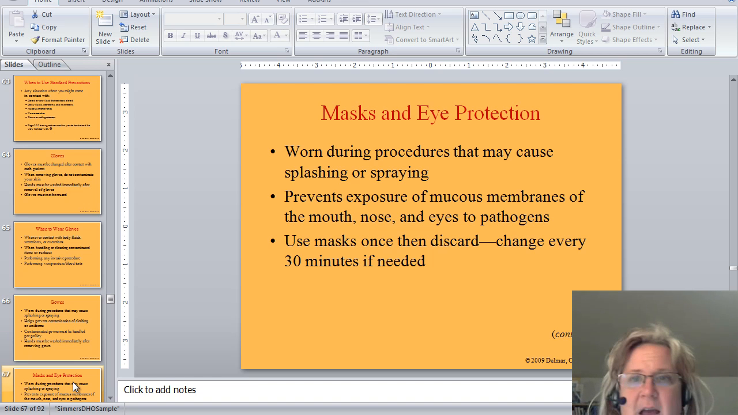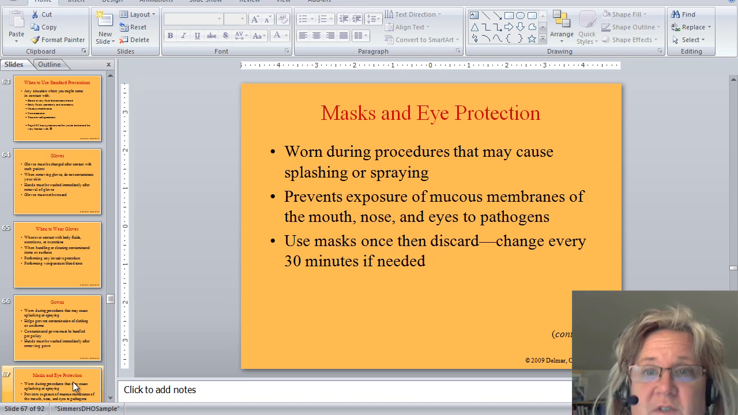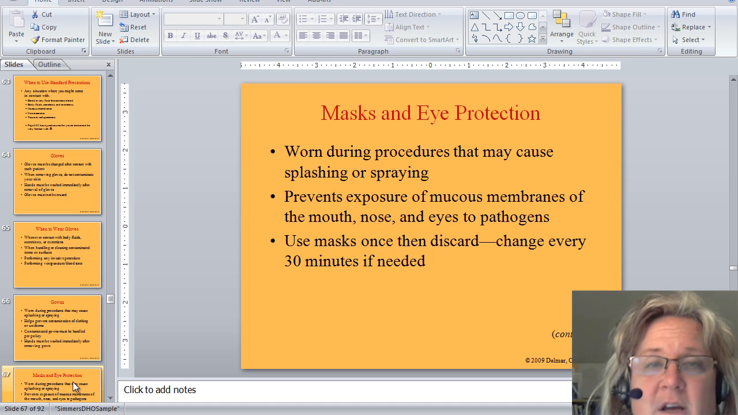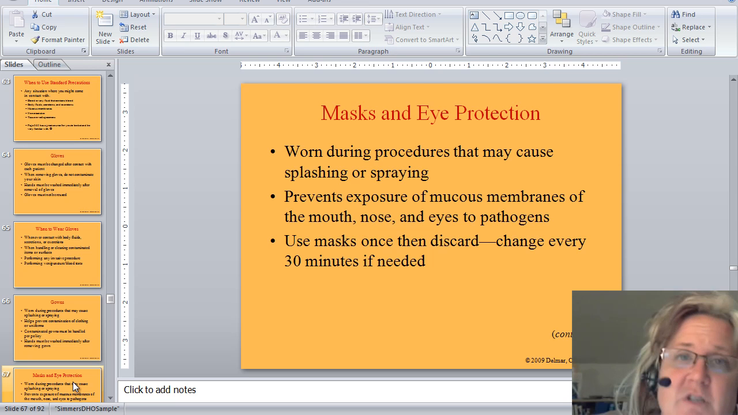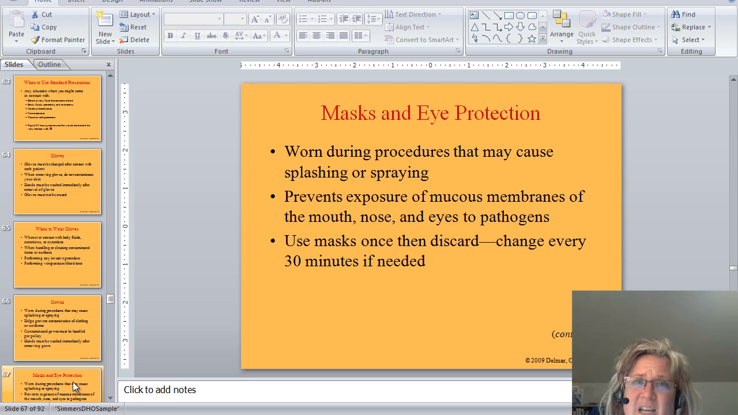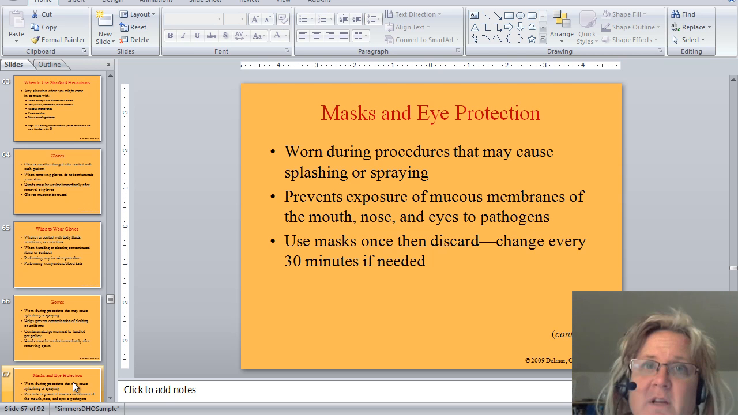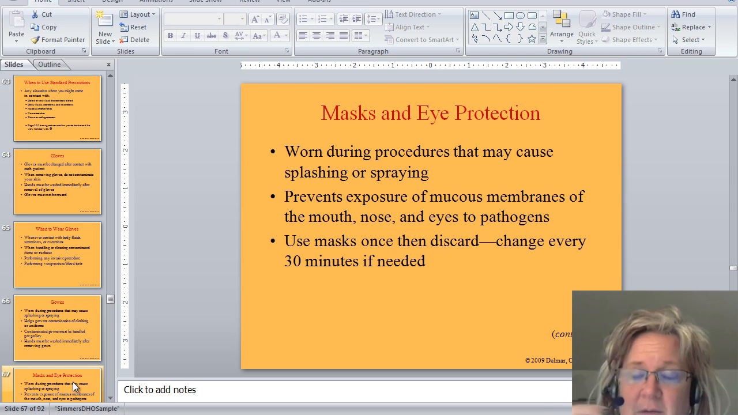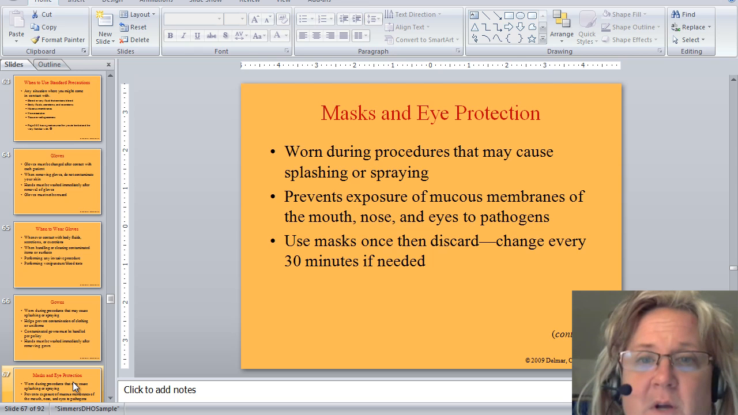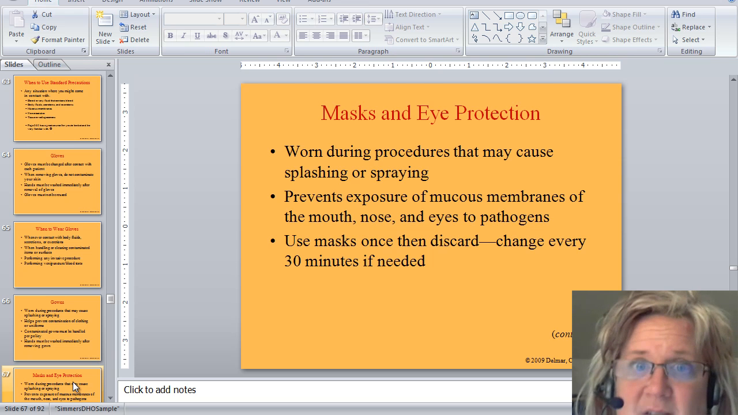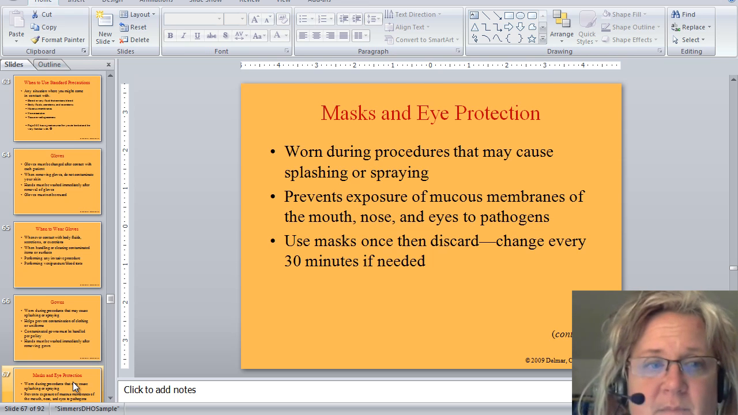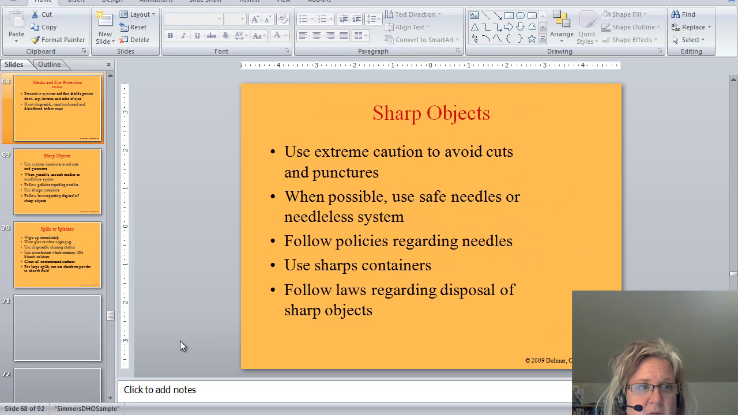Masks and eye protection are worn during procedures that may cause splashing or spraying. I talked to you about that one time a nurse was suctioning a patient, and he hacked up a loogie, and her mouth was even open, and it went into her mouth. So you need to prevent exposing your mucous membranes to pathogens. So you use a mask. So that's all I got to say about that.